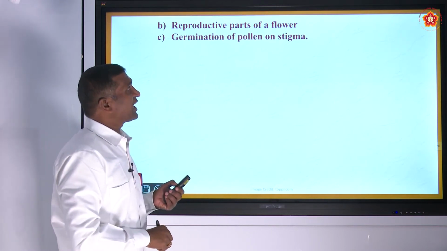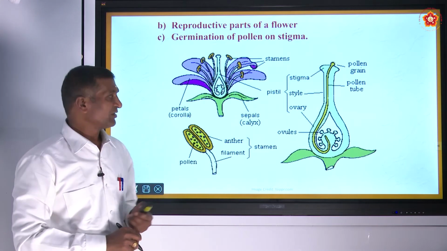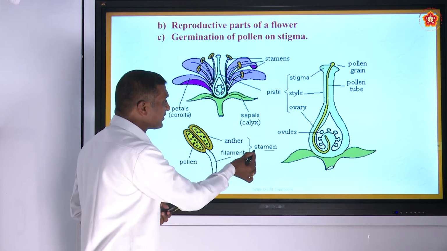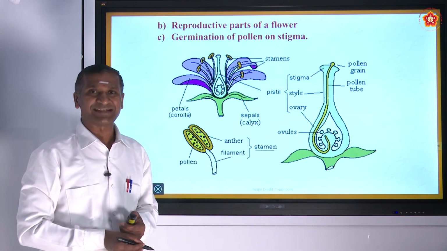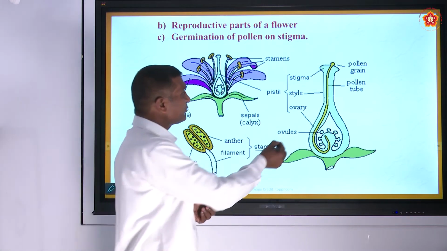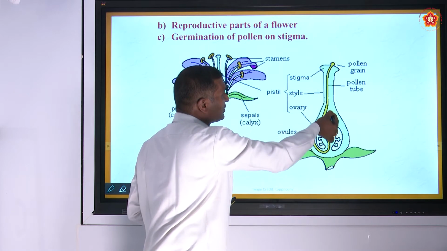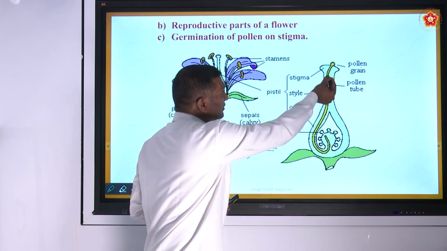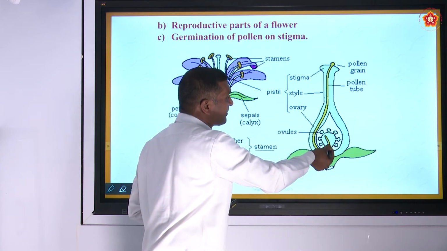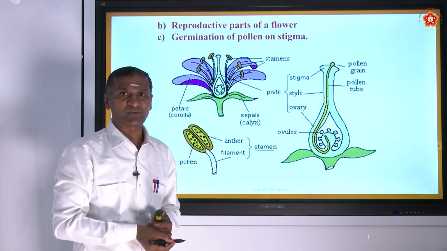Then you have the germination of pollen on stigma, which we can observe here, a complete diagram, where you can see the pollen grains, the filament, the anther, which we already drew in a simple way for better understanding. And this is a pictorial view for all of you. Here you can observe the germination of pollen on stigma also, where you can see the ovule, the pollen tube, where the two nuclei reach the ovule, one combines to form the zygote and the other forms the endosperm nucleus also.